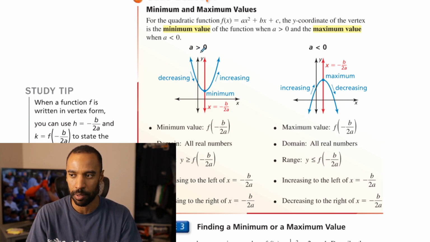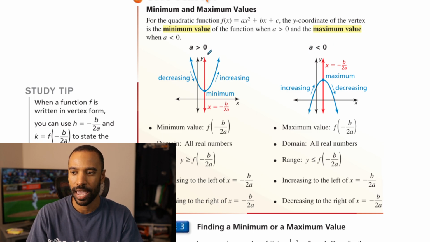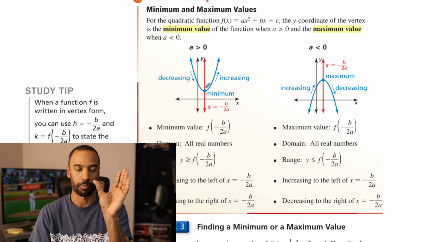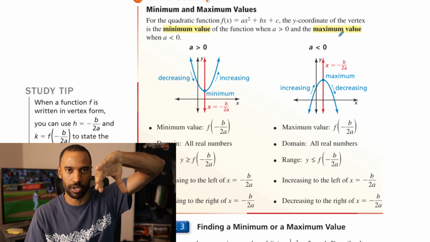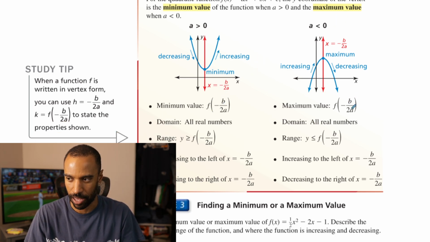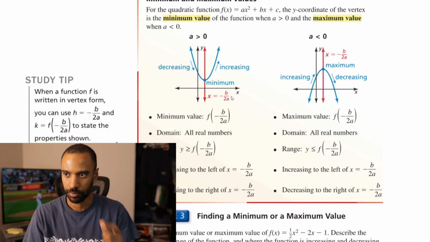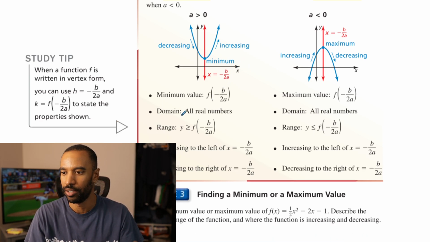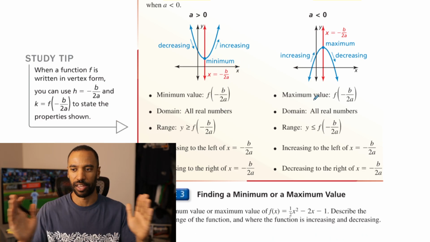This is based on a being positive or negative. When a is positive, you have a minimum because it's upwards facing. When a is negative, it's a maximum because it's downwards facing. So the minimum value or the maximum value, like I said, is the y value. This is more information we can talk about here. Domain being all real numbers goes forever left and right.